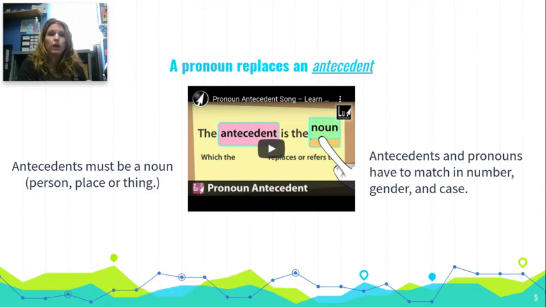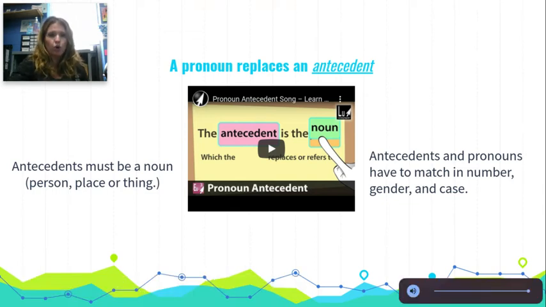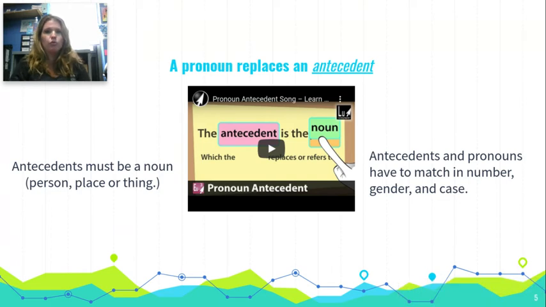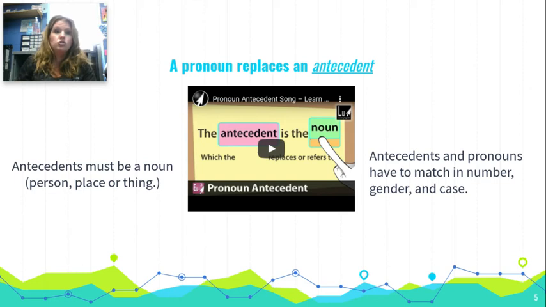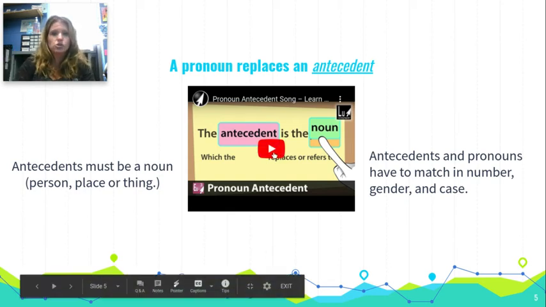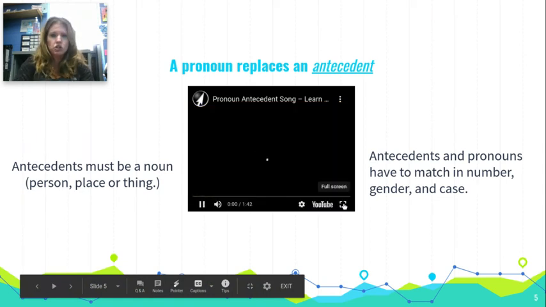All right, so last week we talked a little bit about antecedents, but we want to make really sure that we're clear on that word. A pronoun replaces an antecedent. Antecedents must be a noun. So if something asks you which is the antecedent, if it's not a person, place, or thing, don't pick that word because it's not the antecedent. Antecedents and pronouns have to match in number, in gender, male or female, and case. So let's watch this short video on pronouns and antecedents to give us a little better understanding.